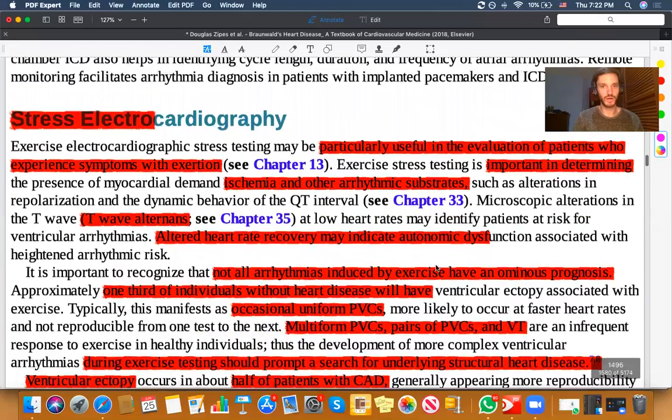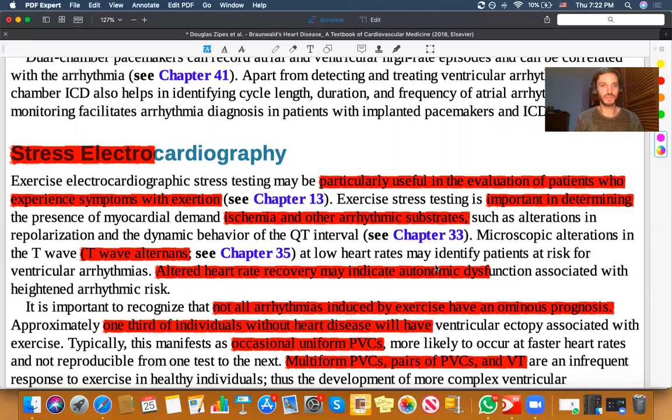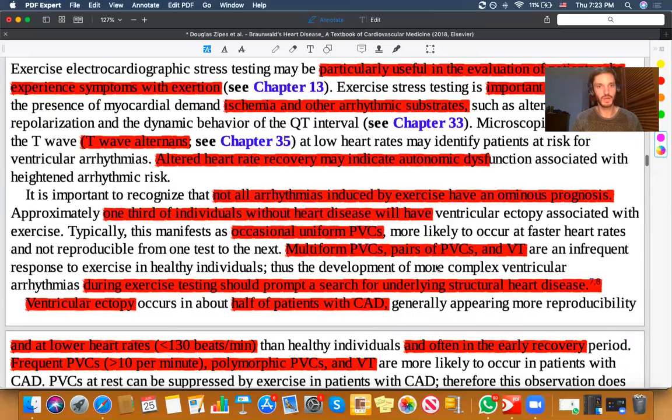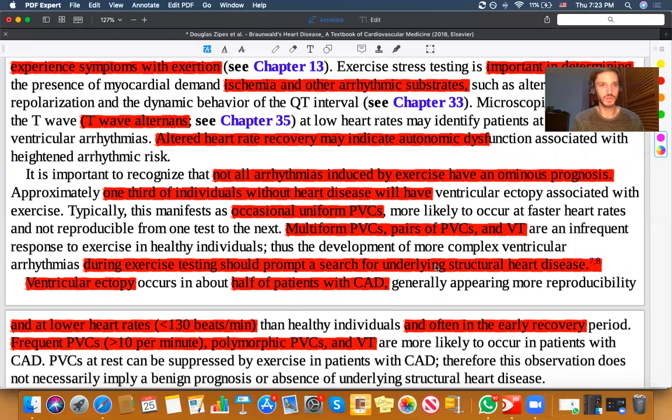Then we have stress electrocardiography, which is particularly useful in the evaluation of patients who experience symptoms with exertion. It is important in determining ischemia and other arrhythmic substrates. T-wave alternans is important, and altered heart rate recovery may indicate autonomic dysfunction. Not all arrhythmias induced by exercise have an ominous prognosis. One third of individuals without heart disease will have them. Which ones? The occasional uniform premature ventricular complexes. If you have more complex premature ventricular complexes, then you will have to study them. Which ones? Multiform premature ventricular complexes, pairs of PVCs, and ventricular tachycardia. During exercise testing, these should prompt a search for underlying structural heart disease.